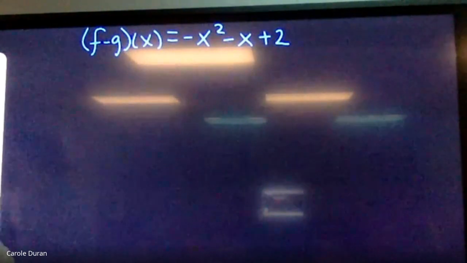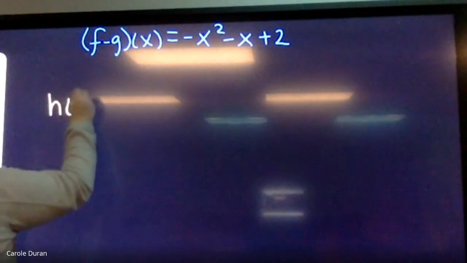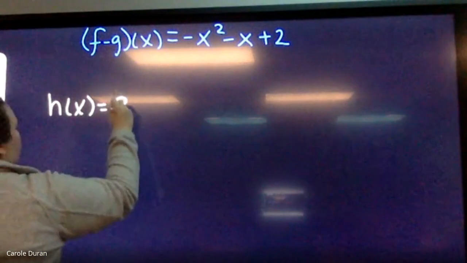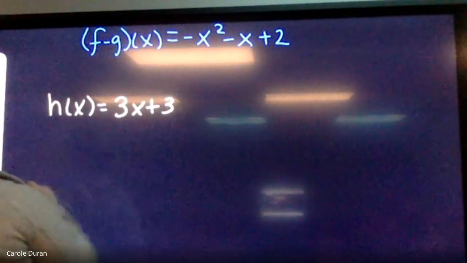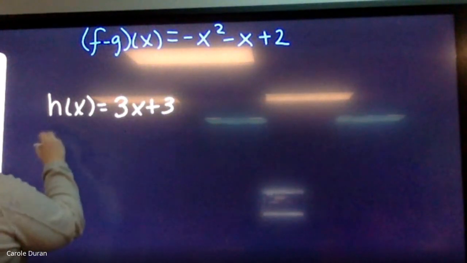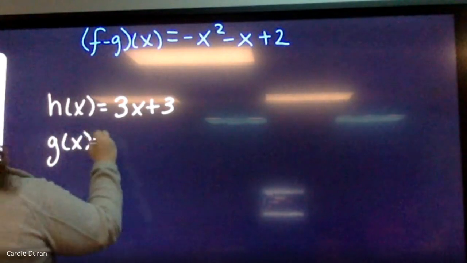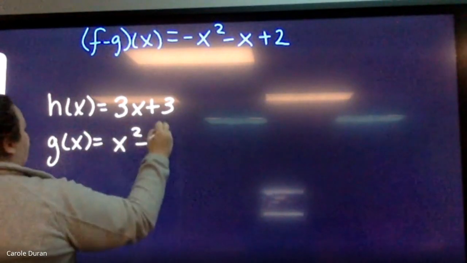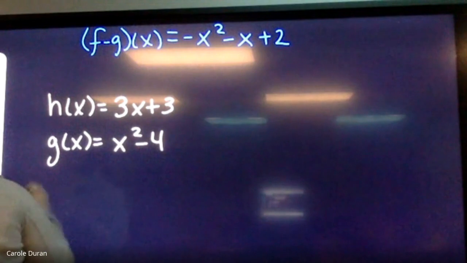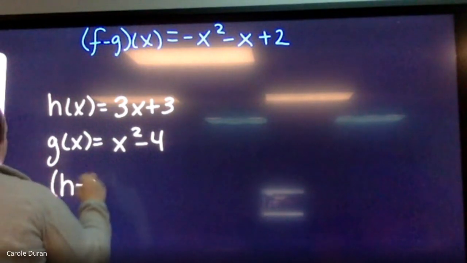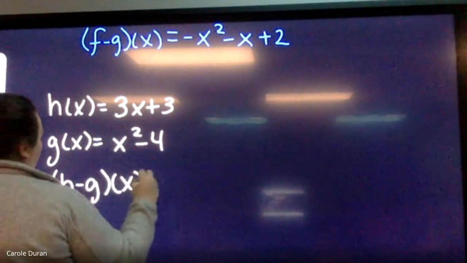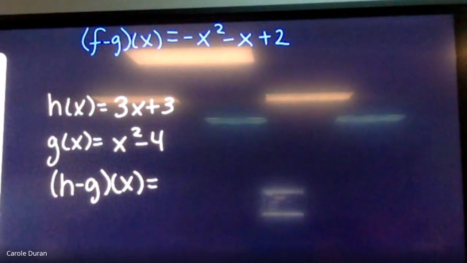Let's do another one. This time I have the function h and the function g. And on your own, I would like for you to find h minus g of x. So on your own, please solve this problem. We'll do it together at the end.